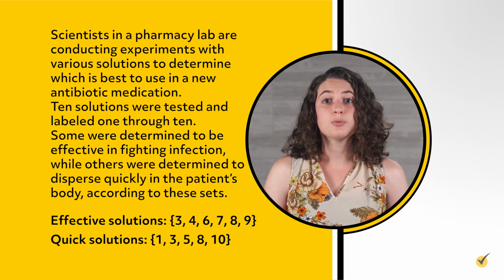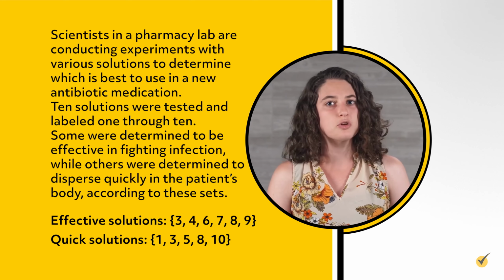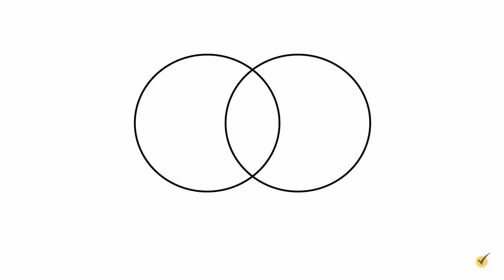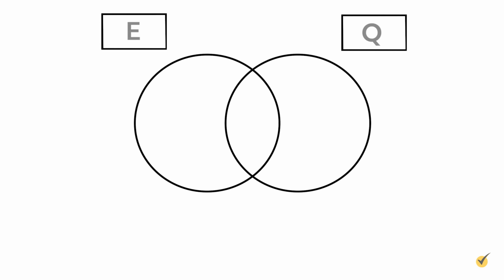Create a Venn diagram to determine which solutions were both effective and quick, which were effective or quick, and which were effective but not quick. Let's start by drawing our Venn diagram. Label the left circle with the letter E for effective and the right circle with the letter Q for quick. From here, we can just write in where each of the solutions is supposed to go. Notice that the solutions 3 and 8 are in both E and Q. So 3 and 8 will be written in the two circles overlap. 2 is neither in E nor Q, so 2 will be written outside of the circles.